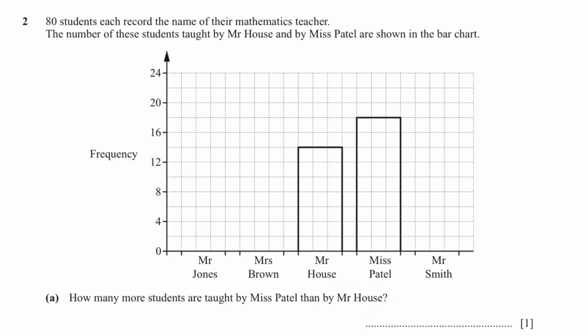We can see that Miss Patel has 18 students and Mr. House has 14 students. So it is 18 minus 14, which is 4.